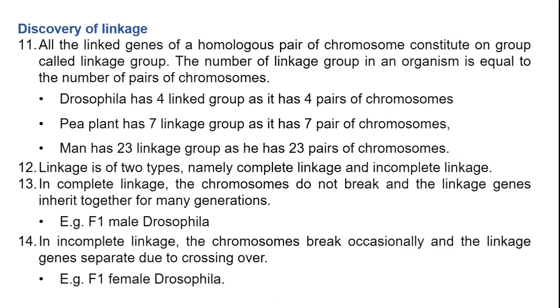And all linked genes in a homologous chromosome constitute a group called a linkage group. So the number of linkage groups is directly proportional to the number of chromosome pairs. In Drosophila, 4 pairs of chromosomes are there, so Drosophila has 4 linked groups. In pea plant, 7 pairs of chromosomes are there. We already know that from Mendel's experiment. And in human beings, there are 23 pairs and 23 linked groups.